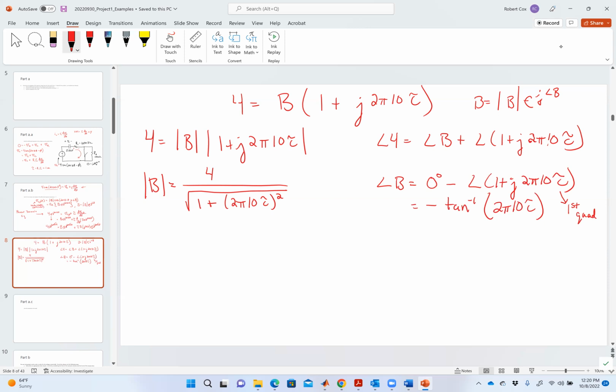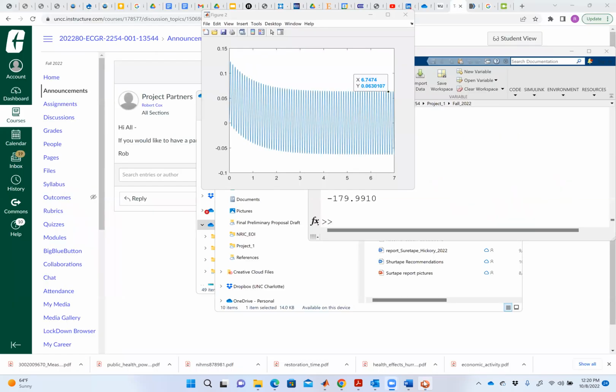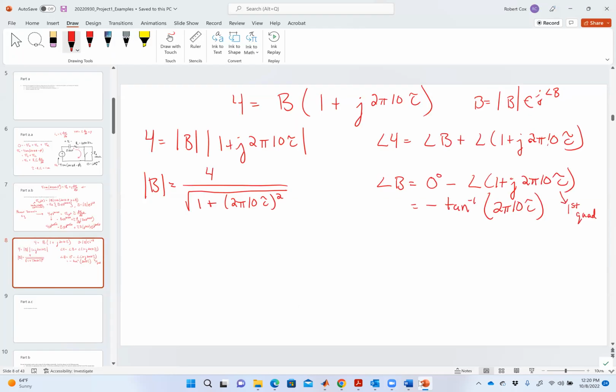I know that both the real part and the imaginary part are positive. Okay, so with this I can solve. Now what I did to solve for this specifically is write a MATLAB script that says the complex number B is equal to 4 divided by 1 plus j 2 pi 10 tau, which, if you look, the magnitude gives me that relationship, the angle gives me that relationship.